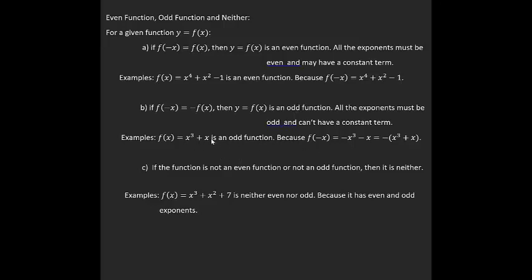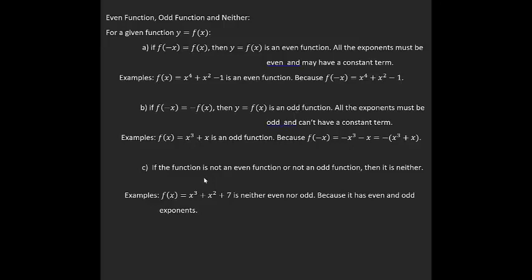Now we are taking one example here. You see x to the 3 plus x, the exponents are odd. And then when you replace x by negative x, you produce a negative here, another negative here. So then it looks like this. If you take the negative outside, then x to the 3 plus x will be back here inside, which is the original function. So that means I got my original function back with a negative sign. And that's why it is an odd function.